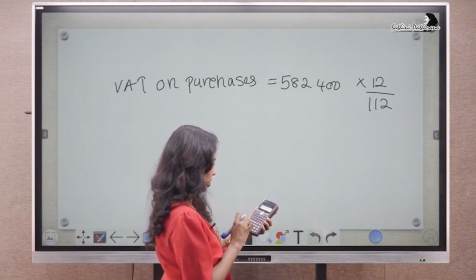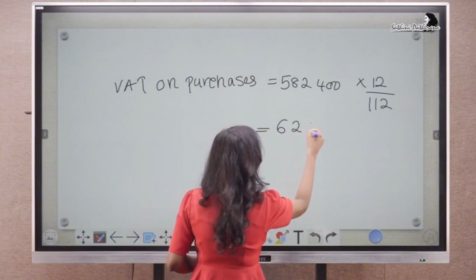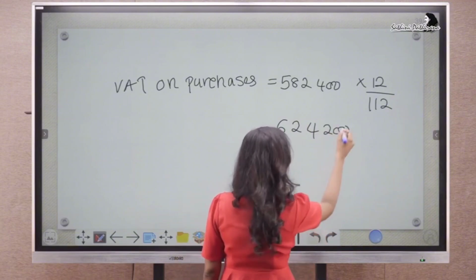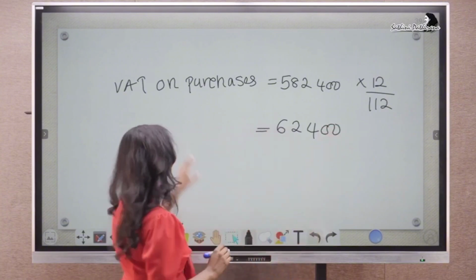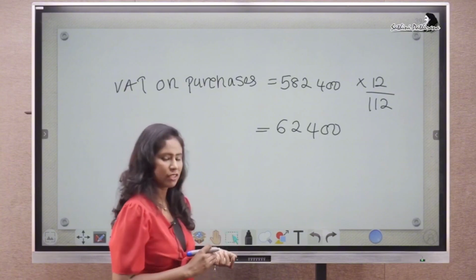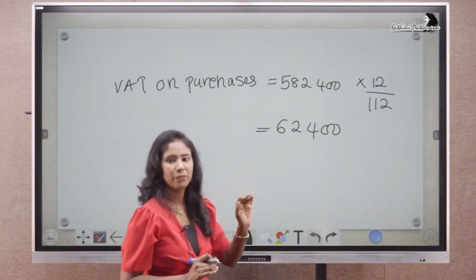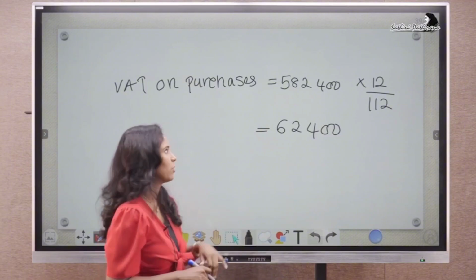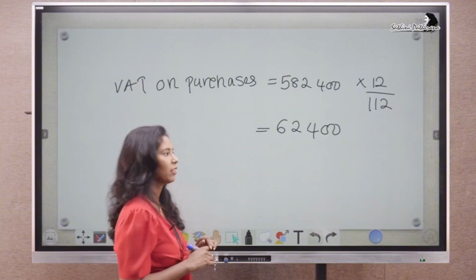582,400 into 12 over 112. Then we are getting 62,400. So this is the VAT on purchases figure. So your VAT on purchases is 62,400. Then this 62,400 goes to the VAT purchase account, children. No, this amount goes to the VAT control account. The purchase amount you should write in the purchase account and the VAT amount you should write in the VAT control account.